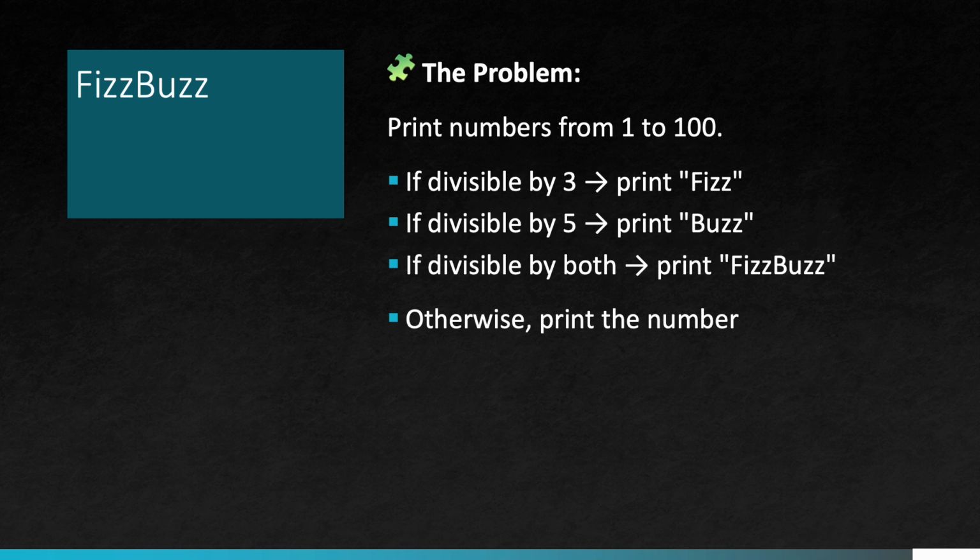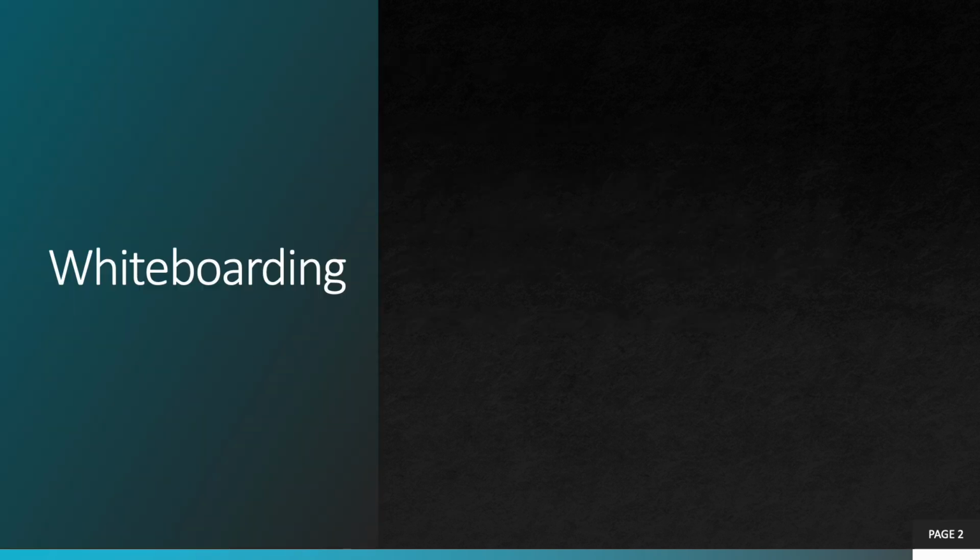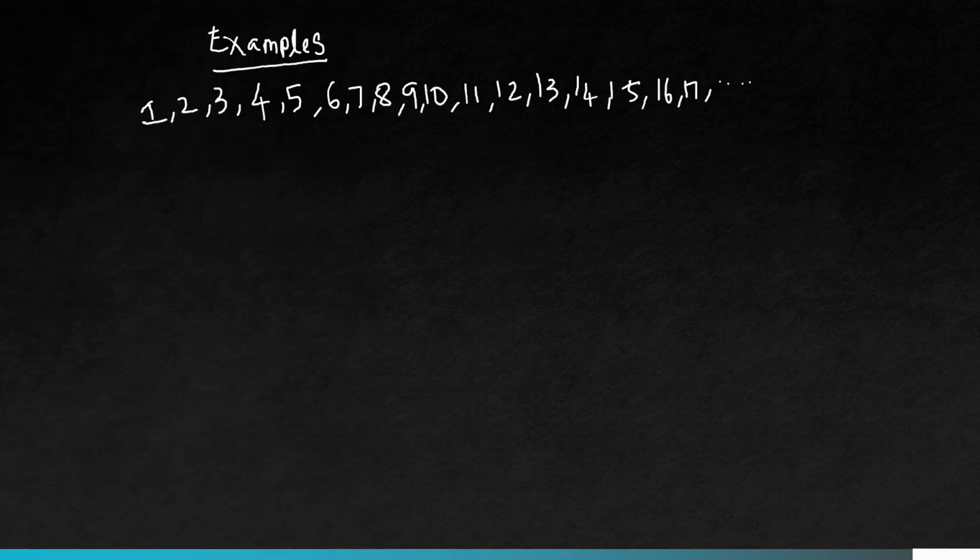Before solving this problem, let's try to come up with some examples. So this is the problem, right? We have numbers iterating from 1 to 100. For each of the numbers, we have to see whether it falls under the four cases that were mentioned. So in this case, 1 is not divisible by 3 or 5, so I should just print 1. For 2, it is not divisible by 3 or 5 or both, so I should just print 2.